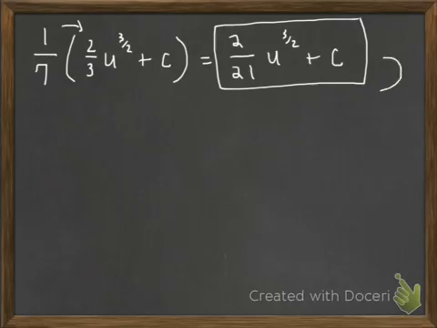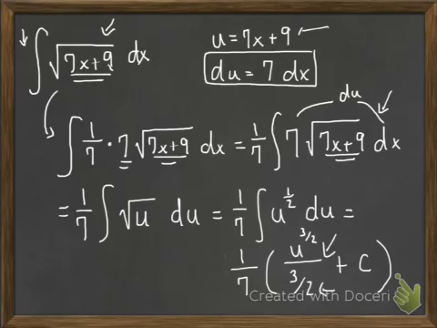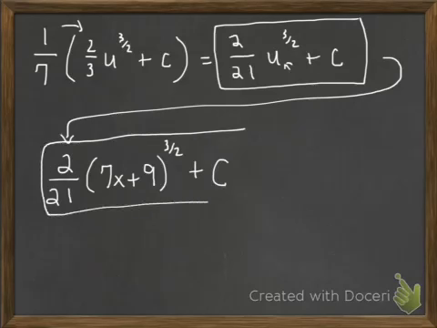Now, we're not quite done yet. This is the basis of it, but don't forget, we need to go back and resubstitute the u, which I almost forgot to do. So what we have here is 2 over 21 times u, where u is 7x plus 9, so 7x plus 9 to the 3/2 power plus a constant. And that is our final answer, which is the same thing, but we just resubstituted back in the u, and that's how we do a u substitution on a harder problem.